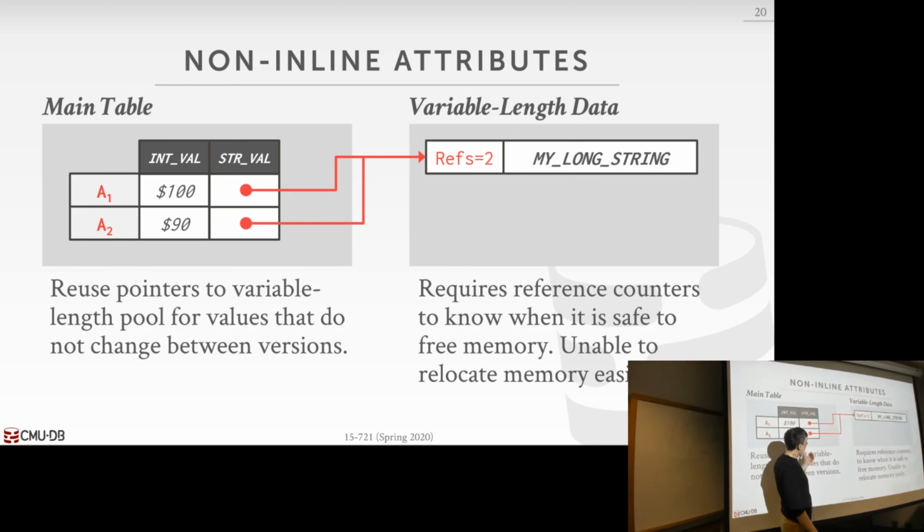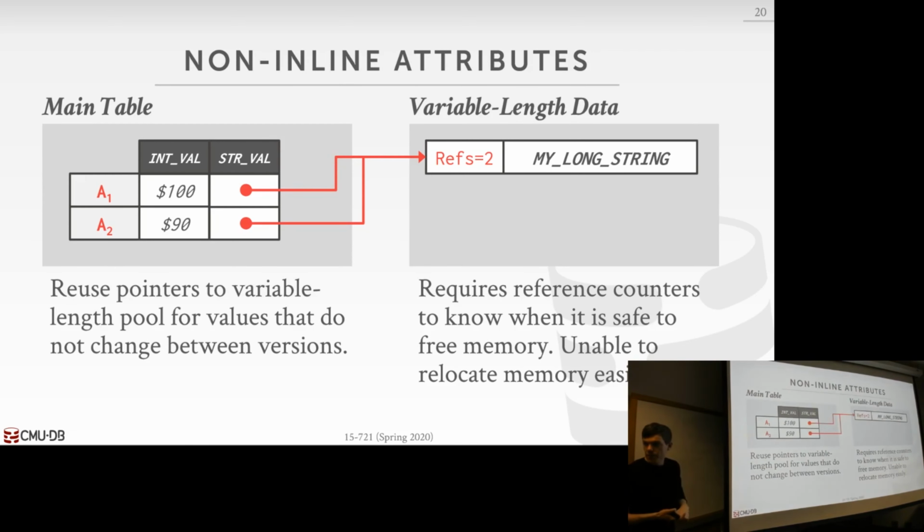And the point I'm trying to make here is that on one hand, we could just duplicate the string over and over again for every single version, because each of these needs to have a unique pointer. But that's obviously going to be wasteful, because if I don't update the string, then I'm copying it for no reason. And if my string is huge, then that's going to get expensive very quickly. So you could try to share pointers by adding a reference counter to the variable length data pool for every single thing you're storing. But now the problem is if I ever try to move this data around, I don't know what else is pointing to it, and I could have broken pointers.